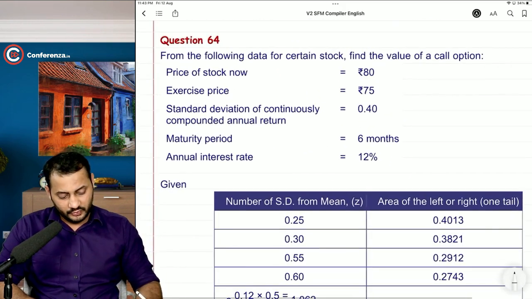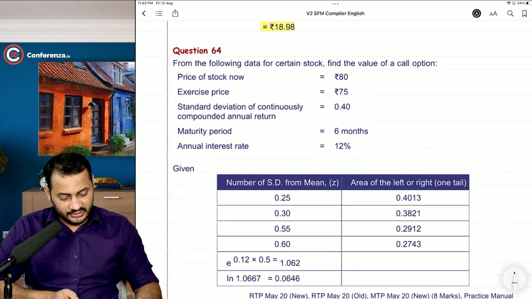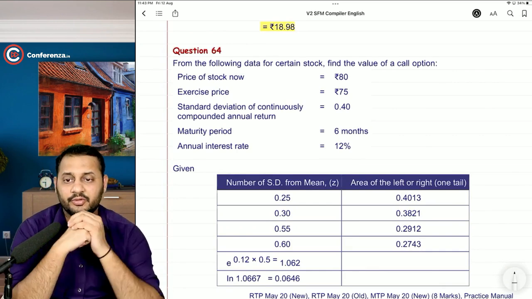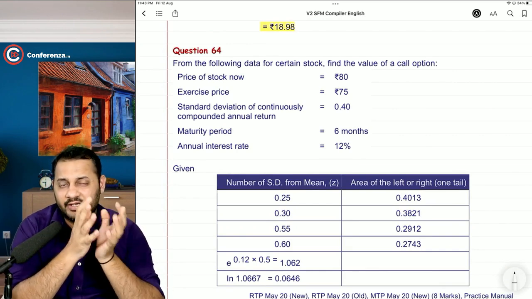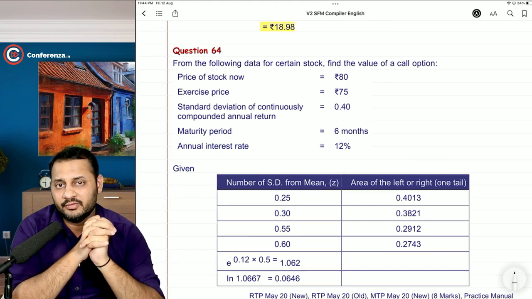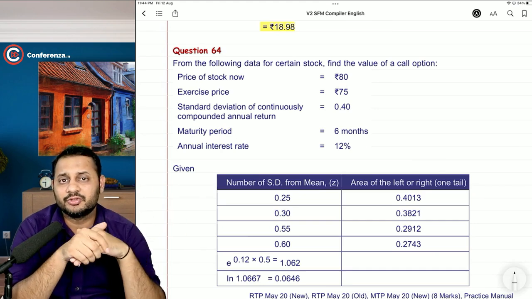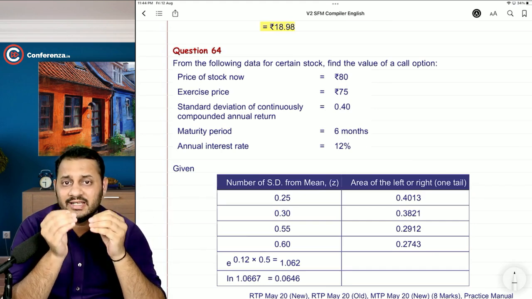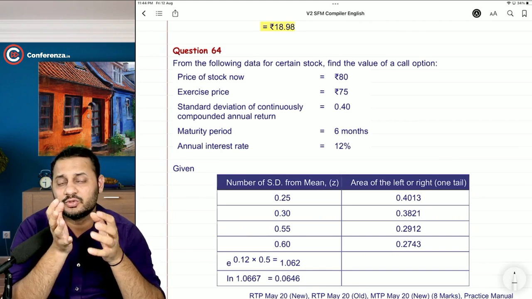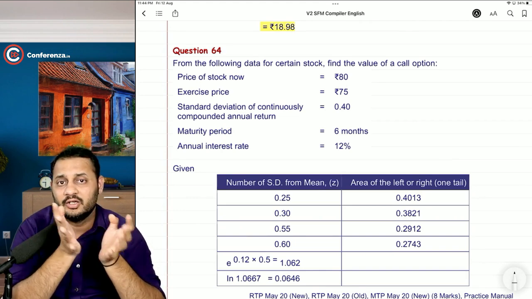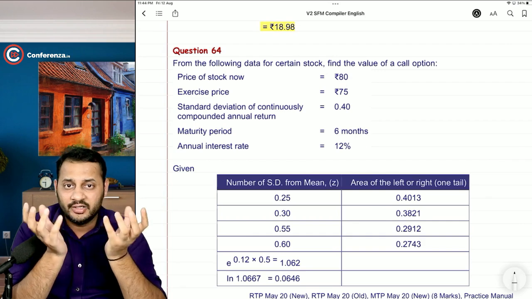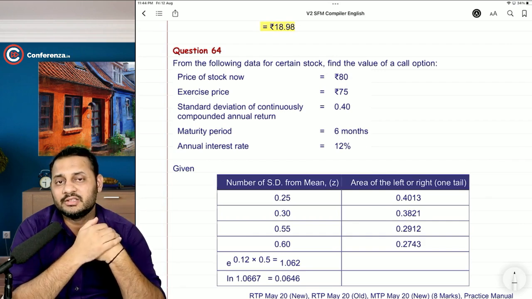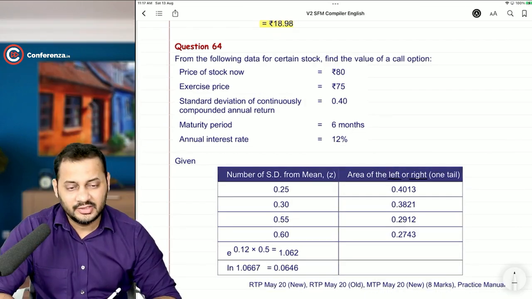This is over now. Question number 64 is going to be the next question that we are going to discuss after a while. So I will take a break and I will be back with question number 64. This is going to be the last question on the Black and Scholes model. In this question also, we are going to discuss one tail, two tail, and how to interpret the Z table. See you.